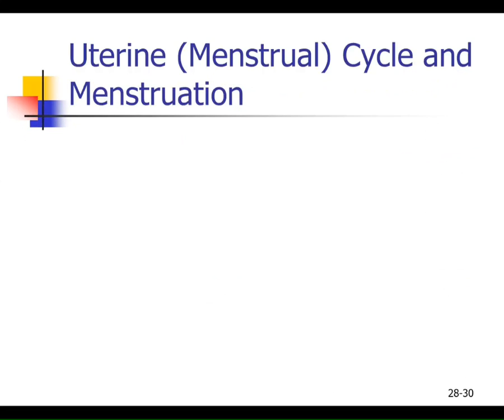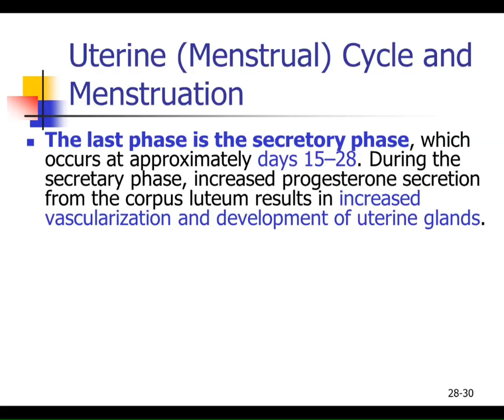And then the last days are called the secretory phase. Now this is day 15 to 28. What does that correlate with up in the ovary? Days 15 to 28 was also, in the ovary, called the luteal phase. Okay? And let's take a look at this together, put these two things together and figure this out.